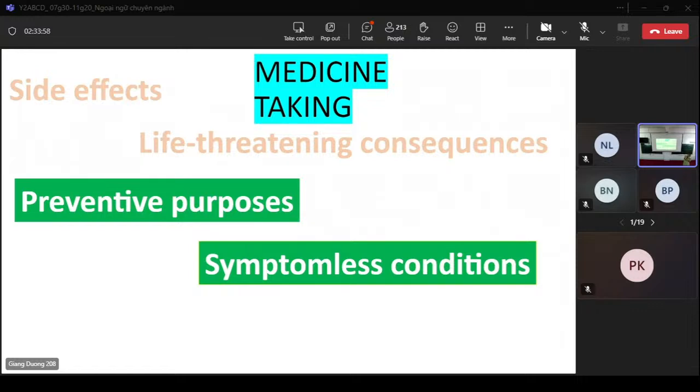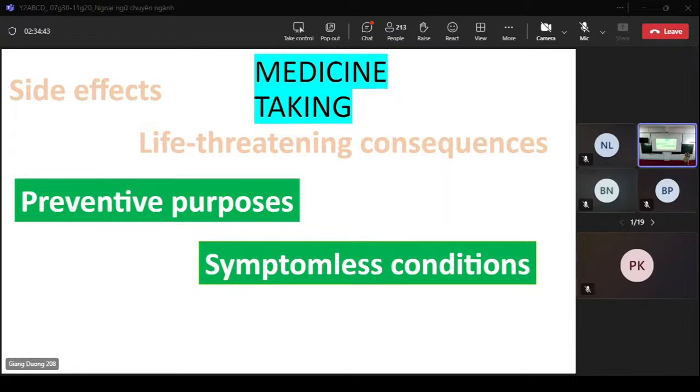Life-threatening consequences. For example, if a patient is diagnosed with high blood pressure and the doctor alarms the patient to regularly take medication, however, for the time being, the patient may feel very good. But if they don't have any medication, the problem deteriorates quickly. Stroke, heart attack may come immediately. That's a life-threatening condition.